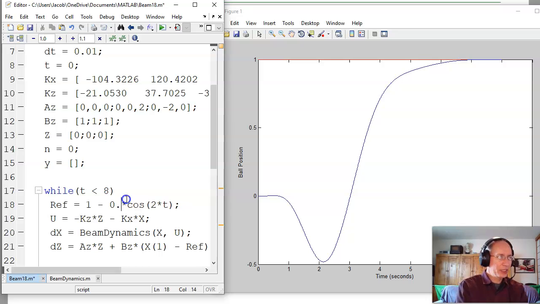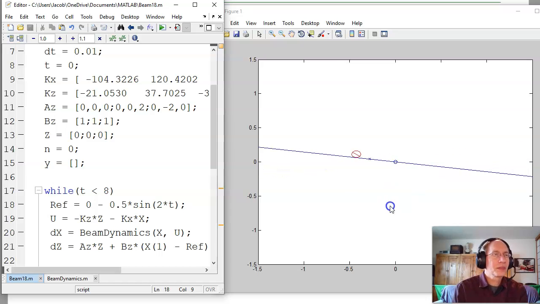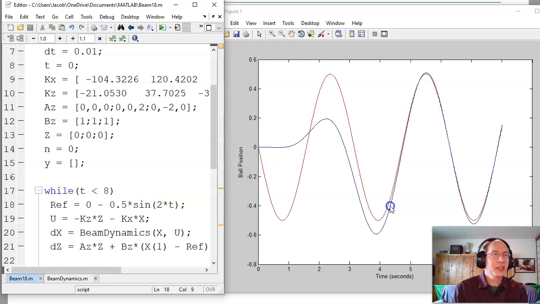Can I do a sine wave? So here would be a sine wave. My set point goes left, then right. It's pretty quickly figuring out what to do to track the sine wave. So yep, it can track a sine wave.